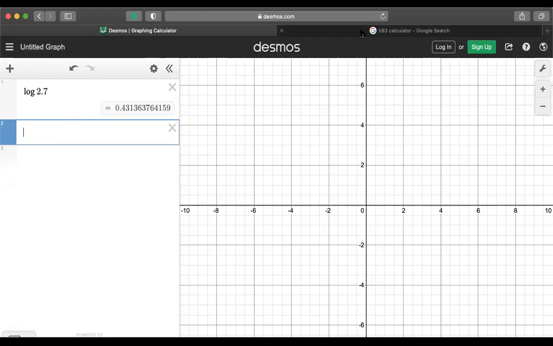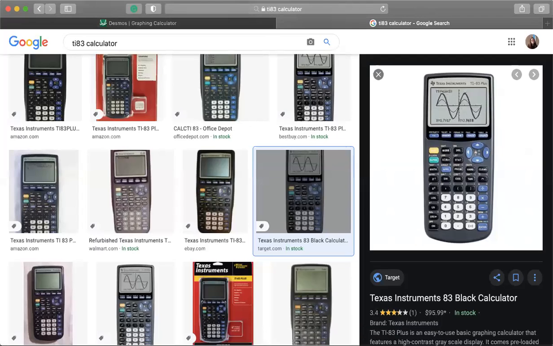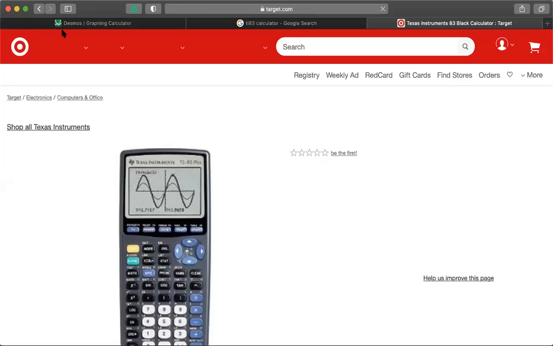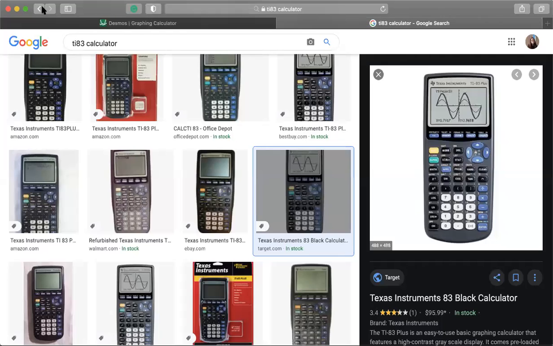Okay, now as for the TI-83 calculator, let me make sure that you can see this page. I think you should be able to see it. Oops, close that. Sorry, I didn't mean to do that. I just Googled TI-83 and this is what came up.